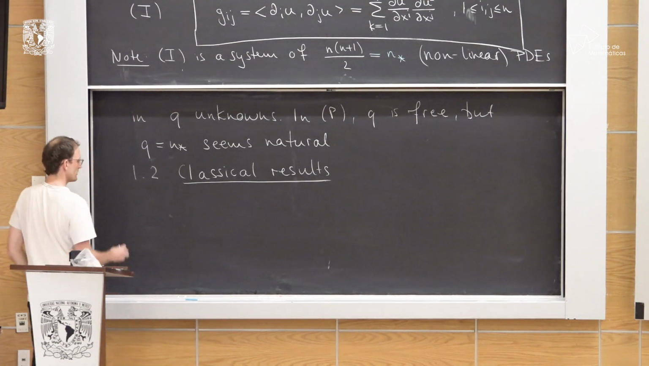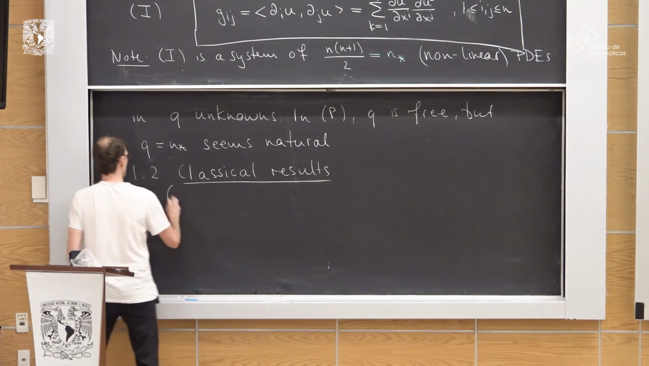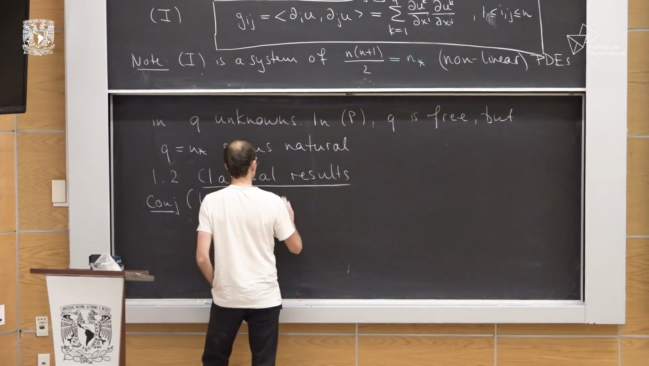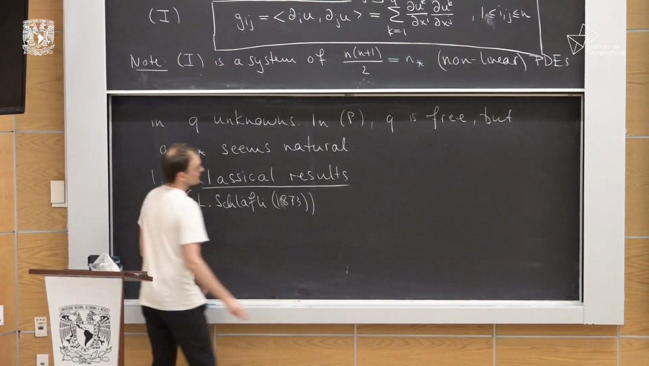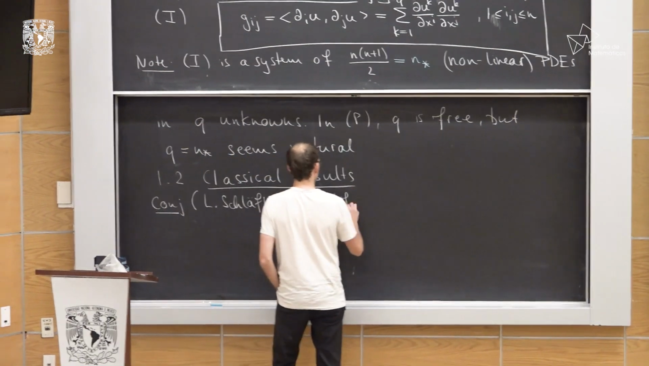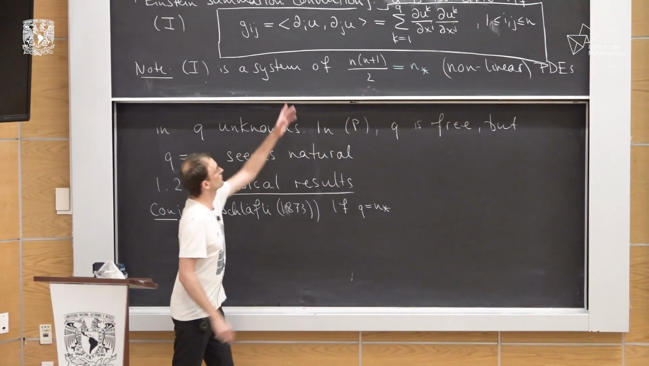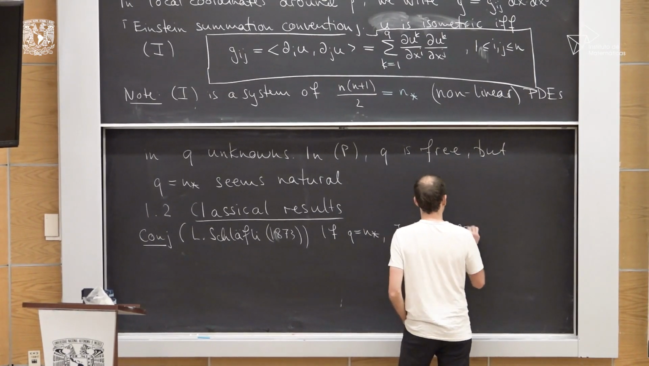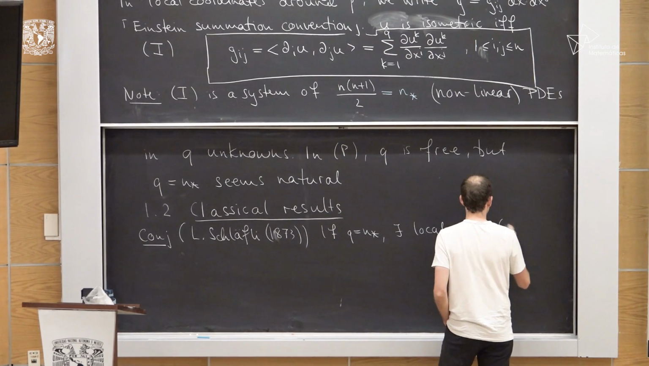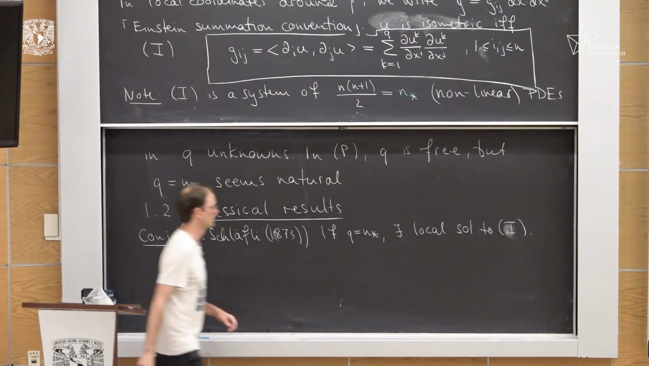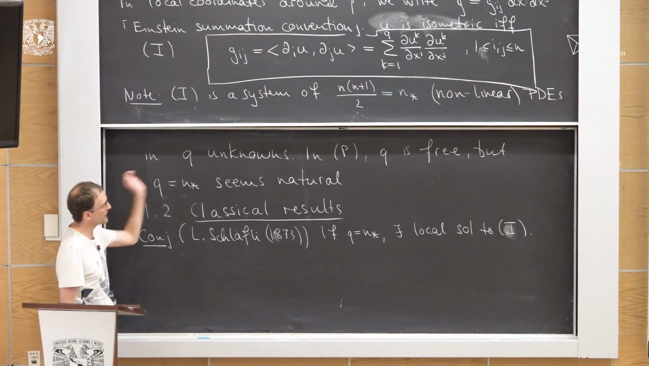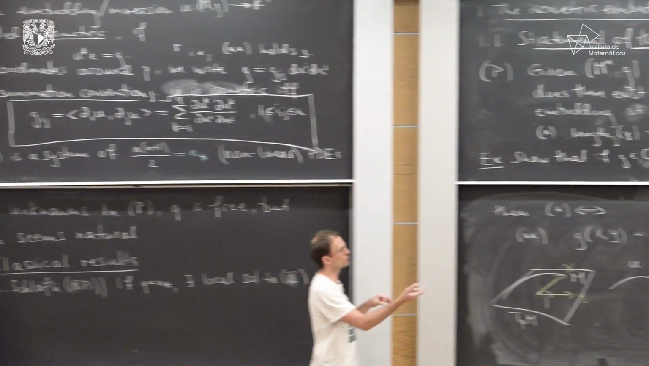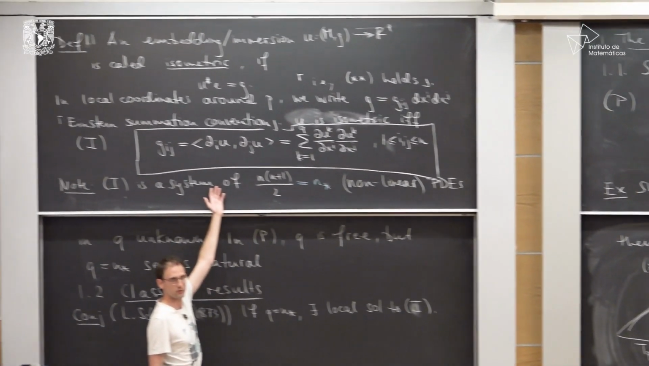by Schläfli in 1873 already. So conjecture: a Swiss mathematician in 1873. And he looked at the system and thought exactly the same, namely, if Q is n star, there should at least exist local solutions to the system. Local solutions means around any point of the manifold, I should find a small neighborhood and an embedding from this small neighborhood into R^Q such that this system is satisfied in this neighborhood.